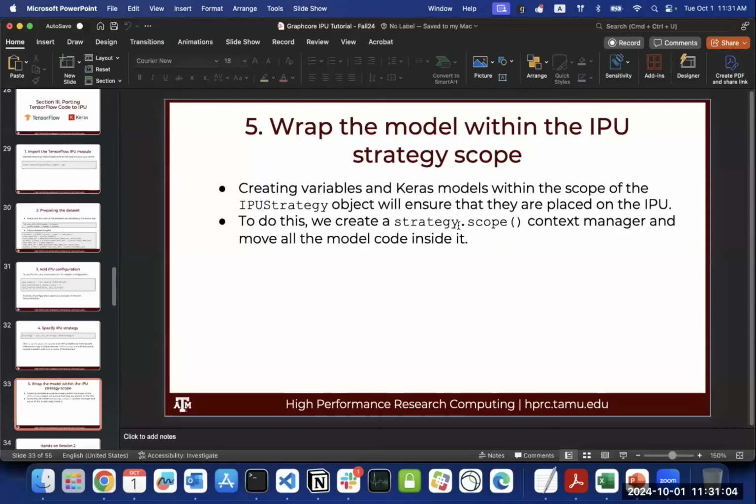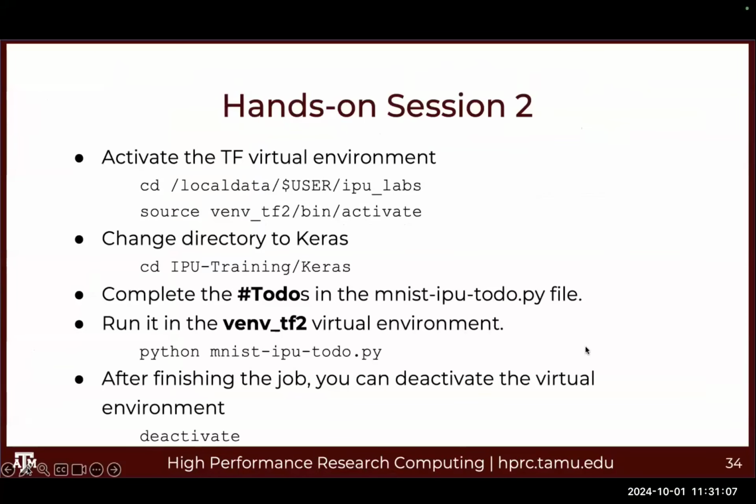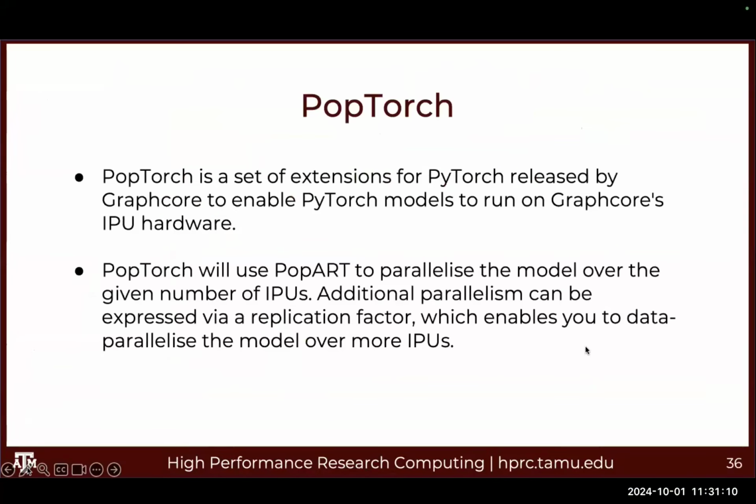Next will be PyTorch. So porting PyTorch code to IPU. As I mentioned, PyTorch is kind of renamed PopTorch in the Graphcore IPU. Actually, they developed a set of extensions for PyTorch to run PyTorch models on IPU. And they also use their own advanced runtime to parallelize the model over multiple IPUs.